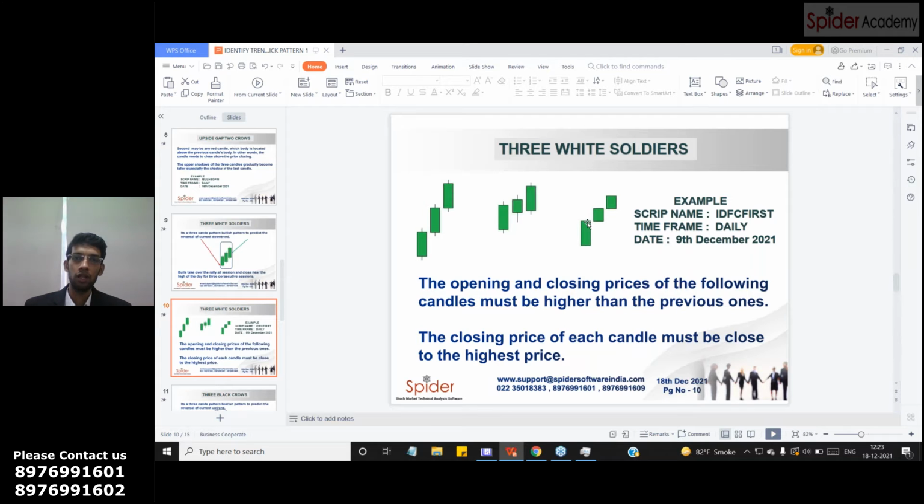Low in the sense that you can see a very small shadow on the upper side or the lower side, but it has a good green body. The closing price of each candle must be close to the highest price. Consecutive highest pricing will be there in these patterns. You can see an example on the 9th December, and the script name is IDFC First.